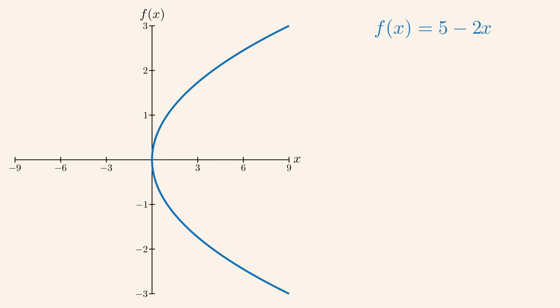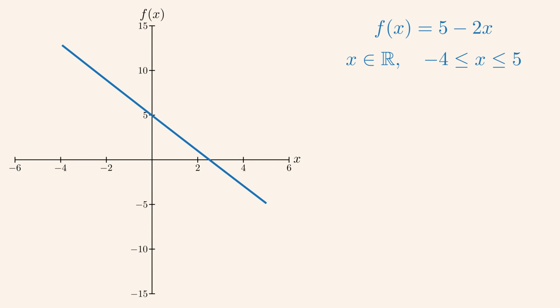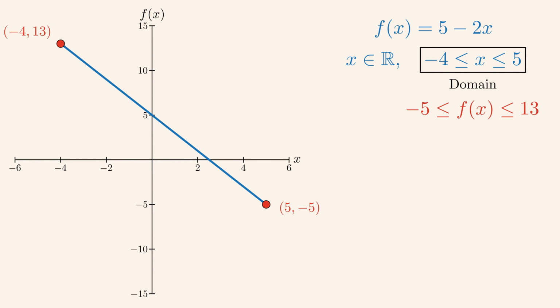Now let's look at another linear equation, but this time, instead of allowing all real numbers, we say it exists only between negative 4 and 5. Let's sketch the line, keeping in mind that it stops at the lower and upper ends of the domain. The coordinates of these two endpoint values are shown in red. We call the set of allowed x values the domain of the function. The set of output values goes from -5 and all the way to 13, and this is called the range.